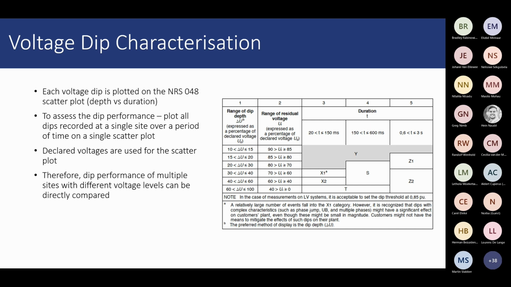But do you perhaps know why on LV systems, we record so many of such events in the 85 to 90 residual voltage range?